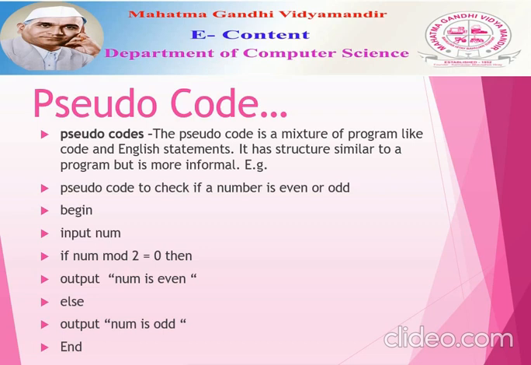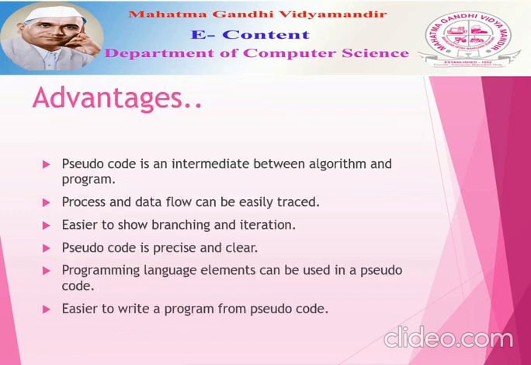Okay, so we are writing the pseudocode. Begin, input number. If number mod 2 equals 0, then output number is even, else output number is odd, end. This is a pseudocode. If you read it and compare it with the flowchart, you can see that more English statements come under the pseudocode. So this is an example of pseudocode.